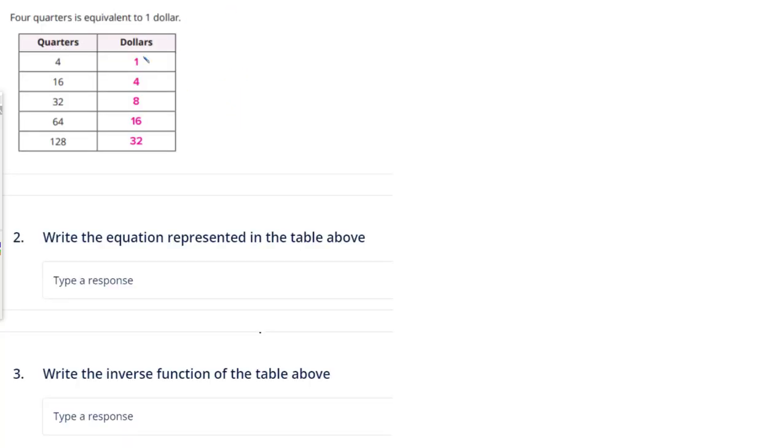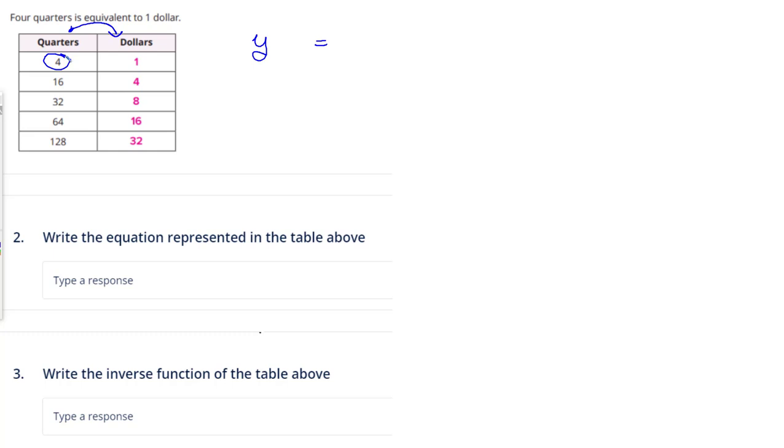So on this next one, what do I need to do to my quarters to get to my dollars? What? Not flipping them yet. That's going to help us get the inverse, but we need to actually come up with the original equation first. Okay, so we could put them in the spreadsheet and find the number.